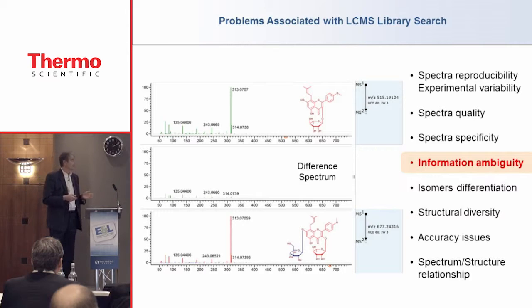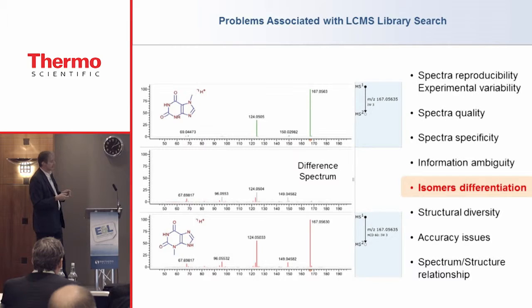Spectral ambiguity. Mass spectrometry is a great technique because it's very sensitive, but sometimes some substructural information may be completely hidden, and this is the case. Here is a compound without a sugar moiety, and with a sugar moiety, and the spectra are absolutely identical. This is the so-called dark matter in mass spectrometry. This sugar just doesn't leave any trace in a mass spectrum.